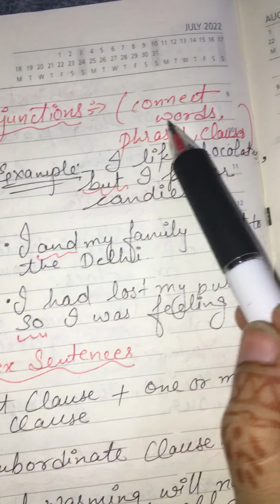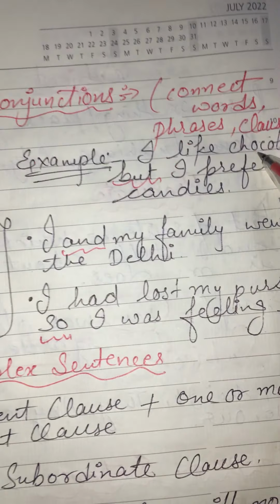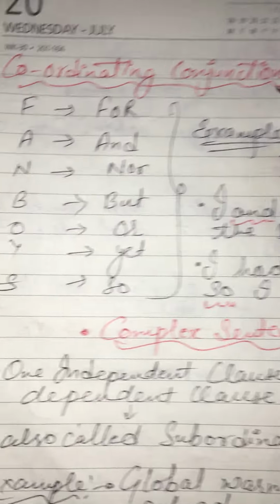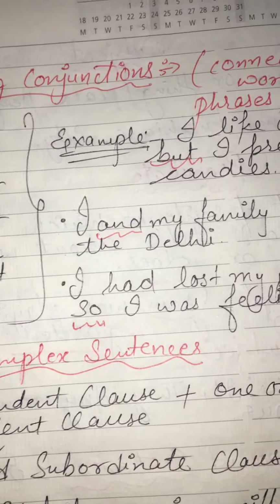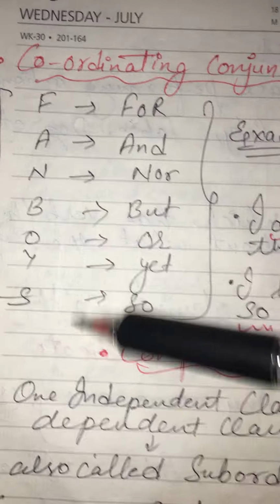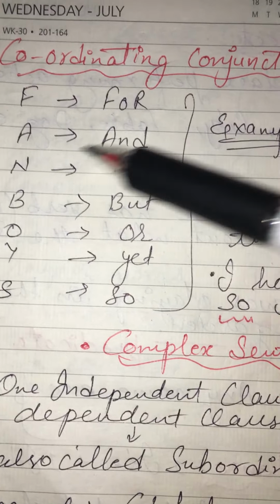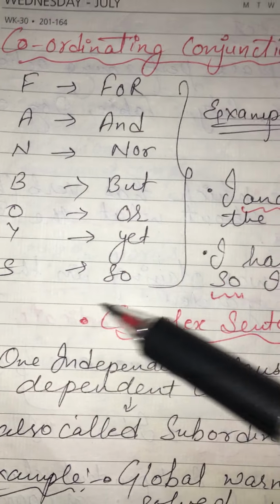Coordinating conjunctions are connecting words which connect two independent clauses in a sentence, and make a compound sentence. Here is a term, FANBOYS. F for, A and, N nor, B but, O or, Y yet, S so.